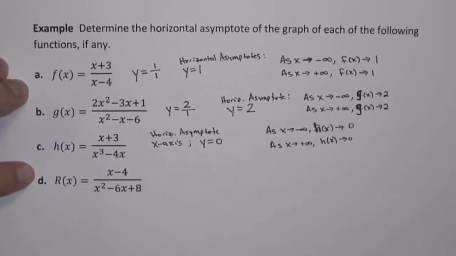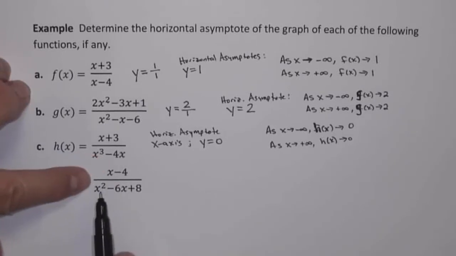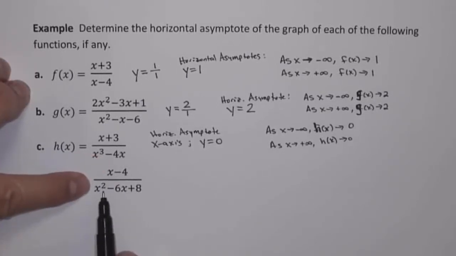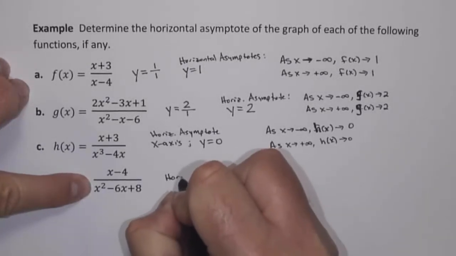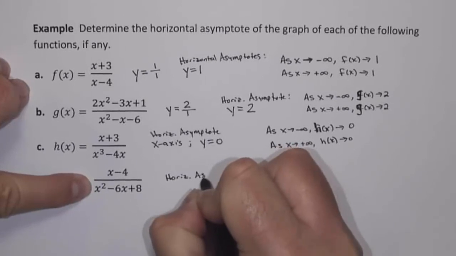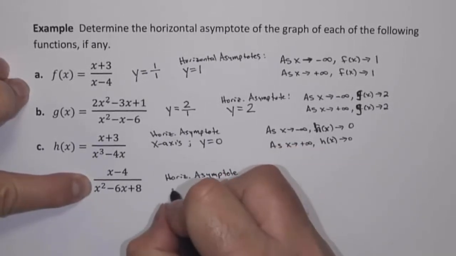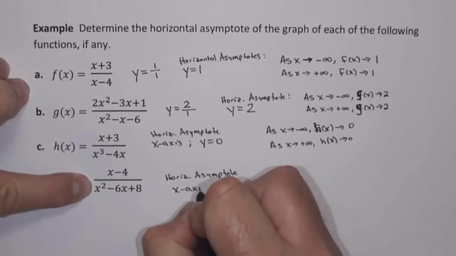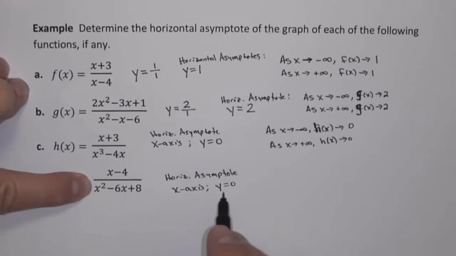Last but not least, let's take a look at r of x. So again, notice that the degree of the numerator is 1. The degree of the denominator is 2. So the degree of the numerator is smaller than the degree of the denominator. So that means our horizontal asymptote, like in part C, is the x-axis, or the line y equals 0. Again, normally we'll write that as y equals 0.